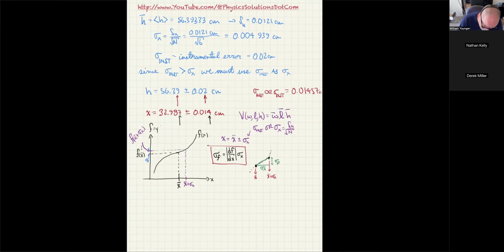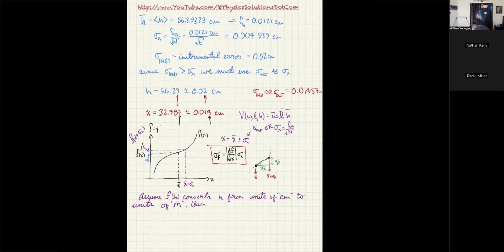I want to show you just one example. Let's assume f of h converts h from units of centimeters to units of meters, then f of h is equal to 1.00 meters divided by 100.00 centimeters times h bar.